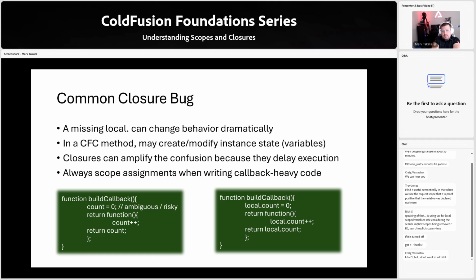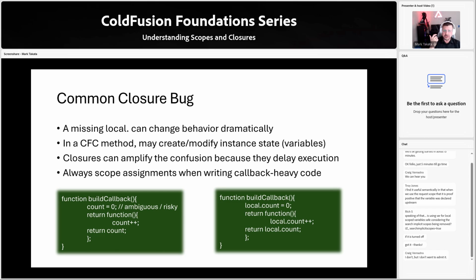So what's a common closure bug? If you're missing local, it can change behavior dramatically. You've got two different things here. On the left is an ambiguous assignment. On the right is a non-ambiguous, explicit assignment. Those two things potentially could return different things if count was coming from somewhere else, right? So if this was inside of another function or was passed into it some other way, it's not local. So you have to be really, really careful.